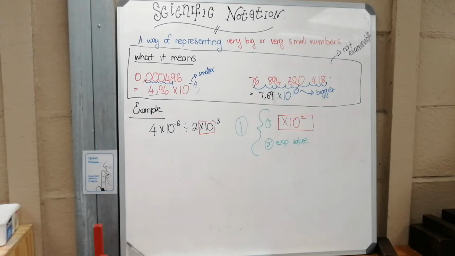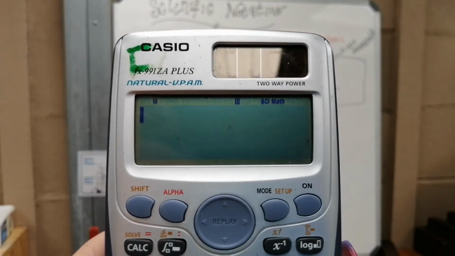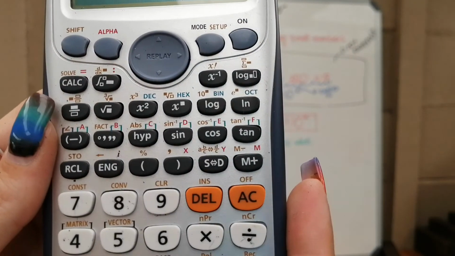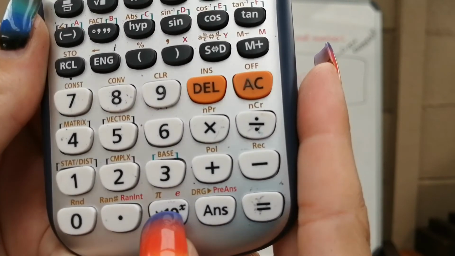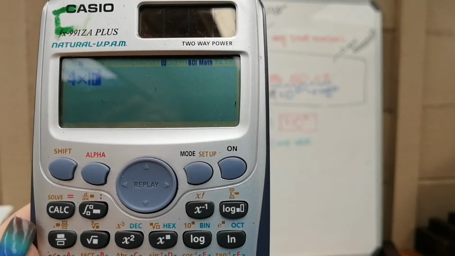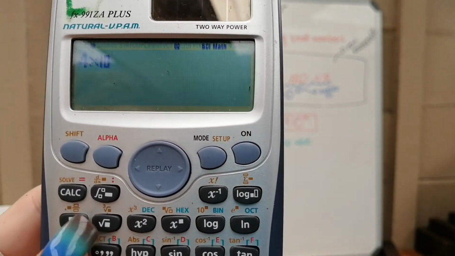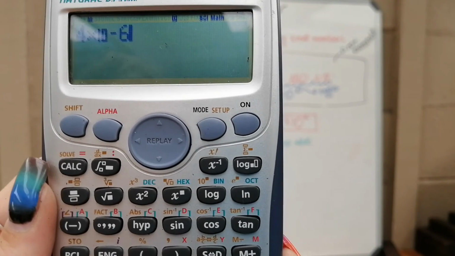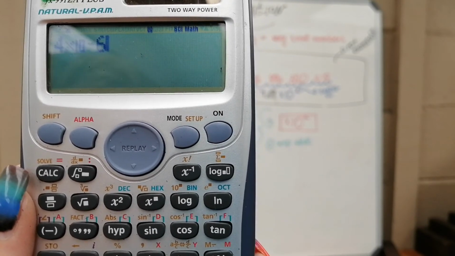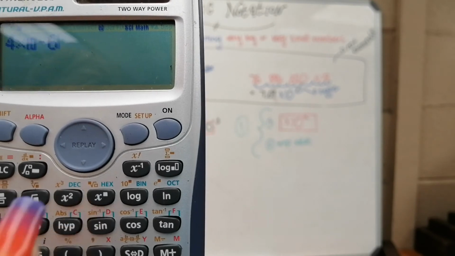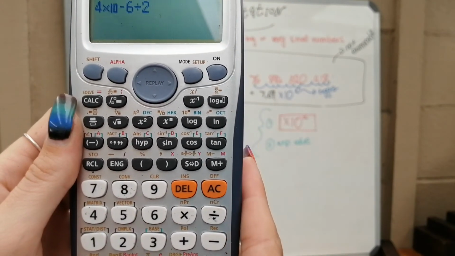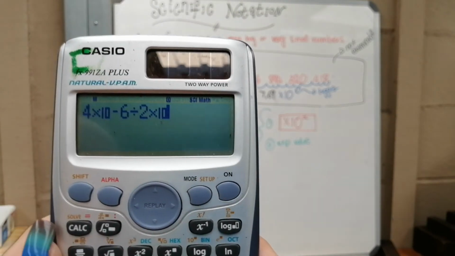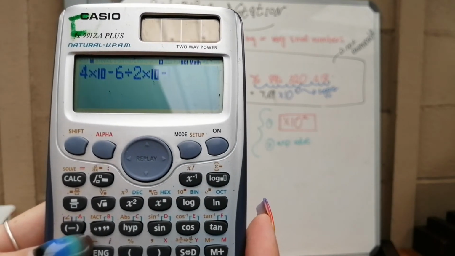Okay, so we're going to do that 4 times 10 to the minus 6 divided by 2 times 10 to the negative 3. So we're going to type in 4, and then here's my button that I was talking about, the times 10 button. So I hit 4 and then times 10 to the x, and then immediately type in my exponent, which is negative 6. Okay, so see, I did not touch the exponent button, this one that you guys are used to using. I did not touch it. Okay, then divided by 2 times 10 to the, and now straight to the value of the exponent, minus 3.